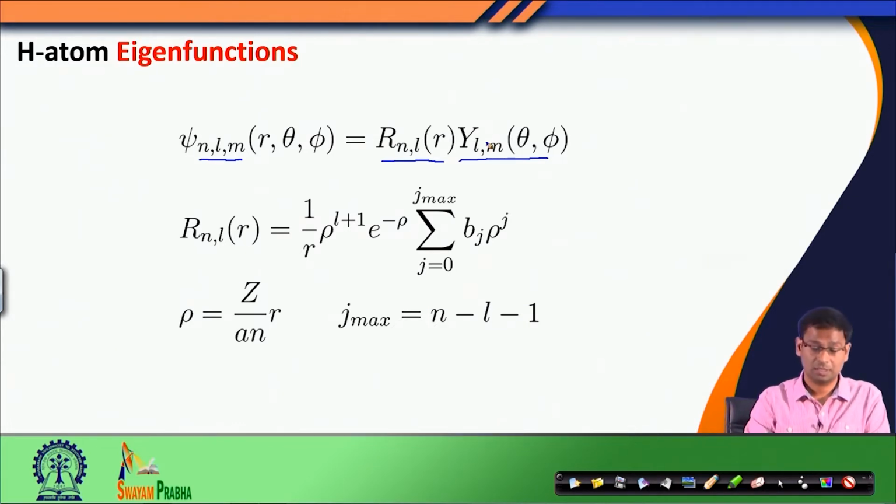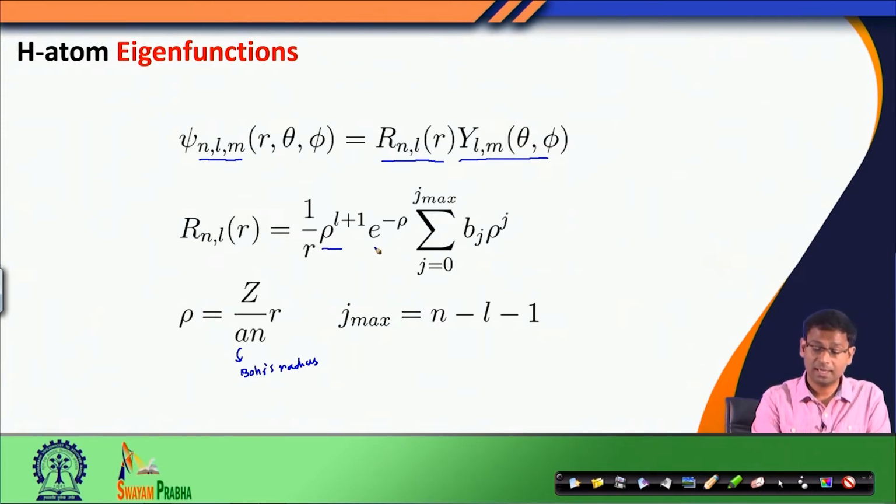The radial functions that we derived in the course of our discussion are given over here, where it has 1 over r, rho to the power l plus 1, where rho is the dimensionless coordinate given by z over a n, where a is Bohr's radius, and n is the quantum number that goes from 1, 2, 3, and so on and so forth. r is your internal coordinate, and again l is the angular momentum quantum number of the electron.